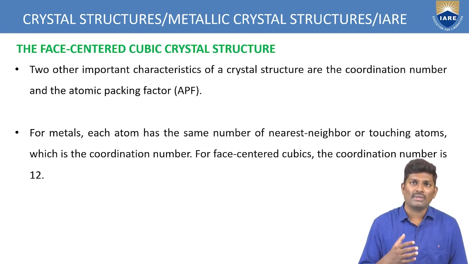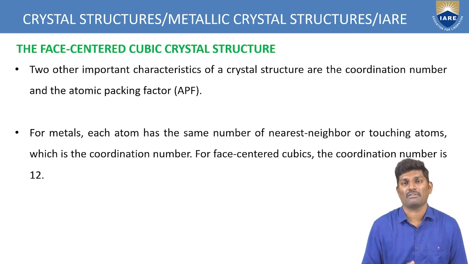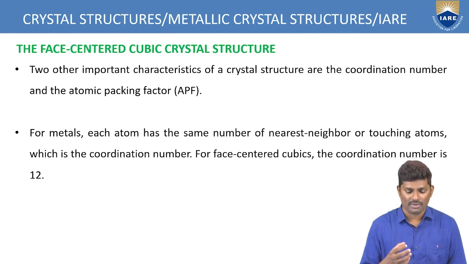Now, two other important characteristics of the crystal structure are the coordination number and the atomic packing factor, and these are very, very important. Depending upon the atomic packing factor as well as the coordination number, you can tell the bonding nature between the elements. For metals, each atom has the same number of nearest neighboring or touching atoms, is it not?